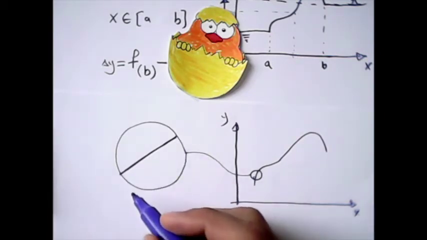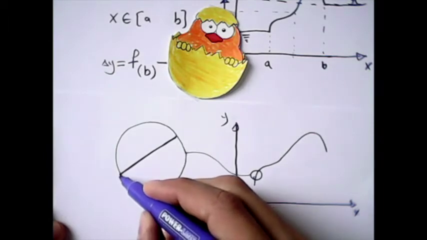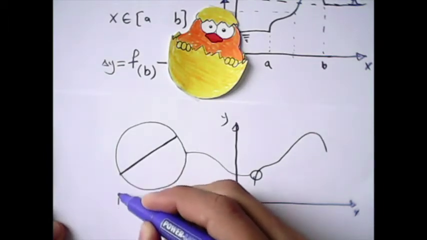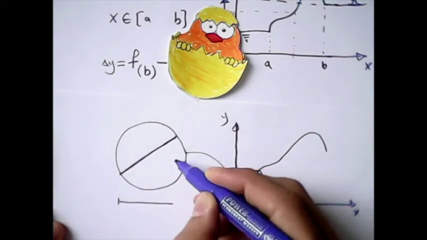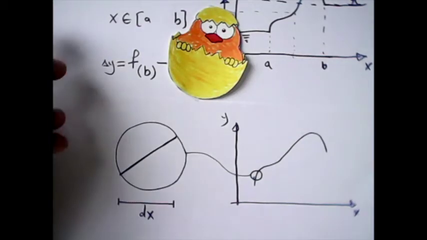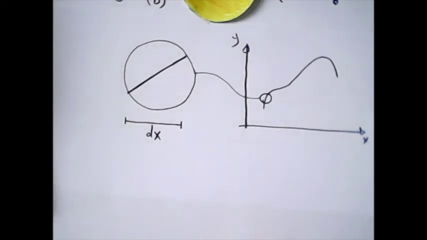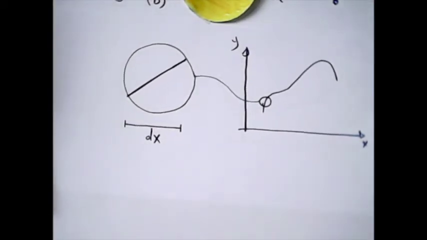Okay, and now let's define what I mean by very, very close. I want to say that this distance here, I mean this size here, is very, very small. It is infinitesimally small. Let me name it dx. And dx is the smallest quantity that you can imagine. It is very, very small, but it is not zero.